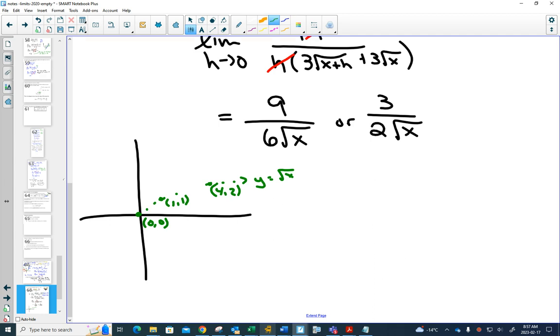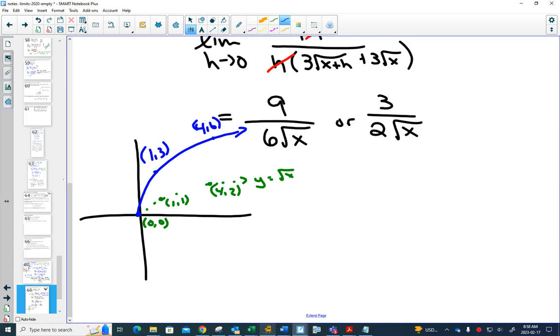That 3 out in front would have been a vertical stretch. So the graph that we were dealing with, which I'll graph in blue, would still have 0, 0. It would have 1, 3 instead of 1, 1, because the vertical stretch would have multiplied your y values by 3. And instead of 4, 2, it would have 4, 6.